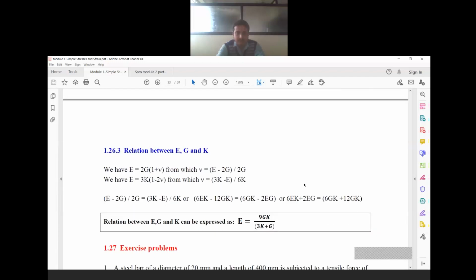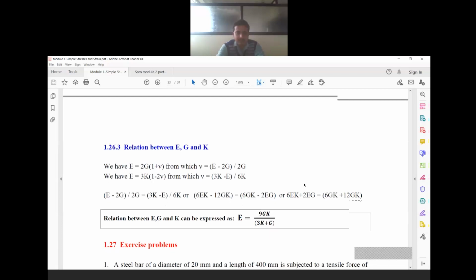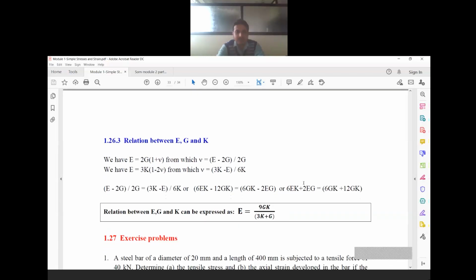And we have one more formula. It is the relation between E, G, and K. There is not much difference. So since we have two equations, equation 1 and equation 2, solve those equations for nu. So we can easily equate those values. So this is equation number 1, and this is equation number 2. I will cross multiply and substitute the equation for nu. So I will get the equation as E minus 2G divided by 2G and 3K minus E divided by 6K.